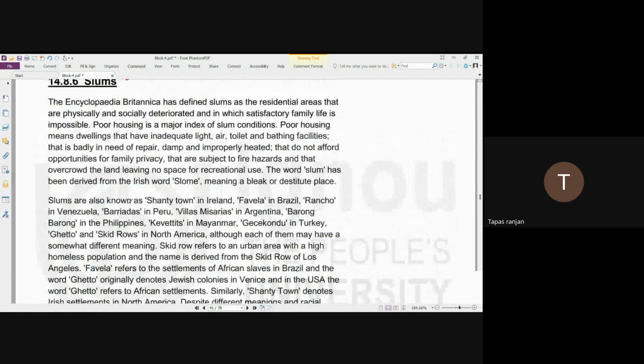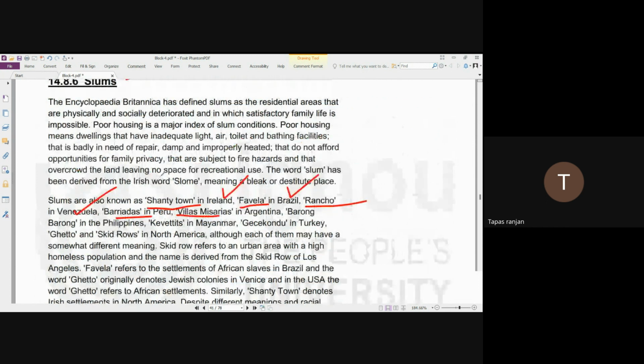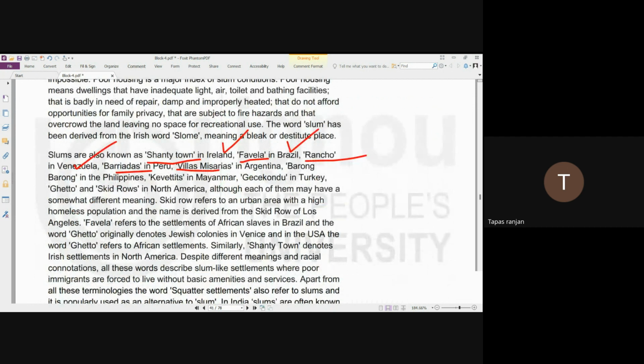And different names of slums have been given. Slums are well known as shanty towns in Ireland, favela in Brazil, rancho in Venezuela, Variadas in Peru, Villa Miserias in Argentina, Borang Borang in the Philippines. So these are different names of slums in different parts of the globe.